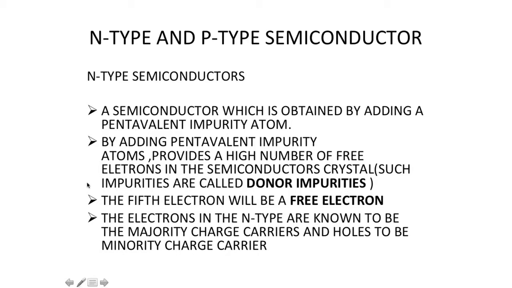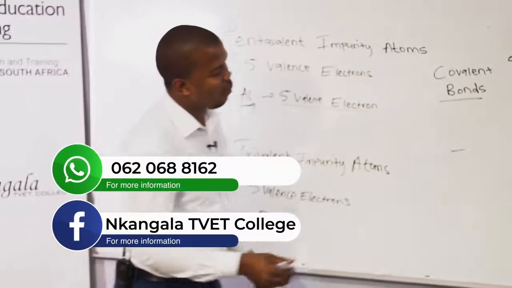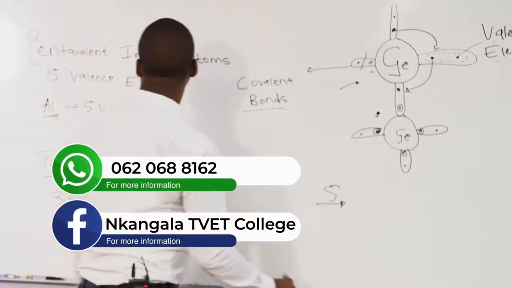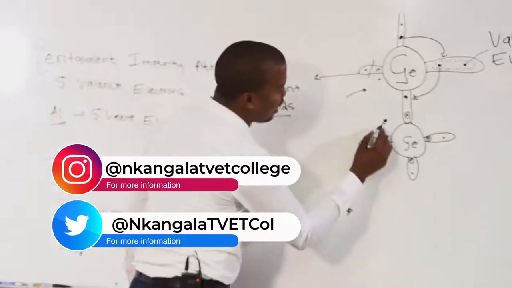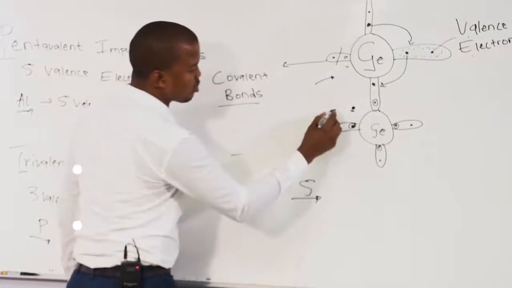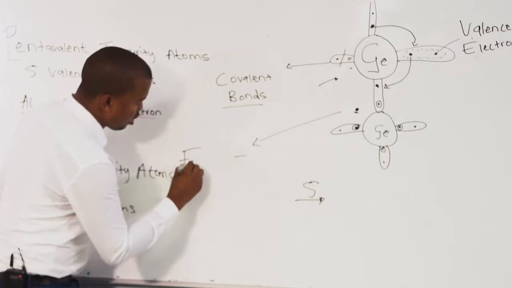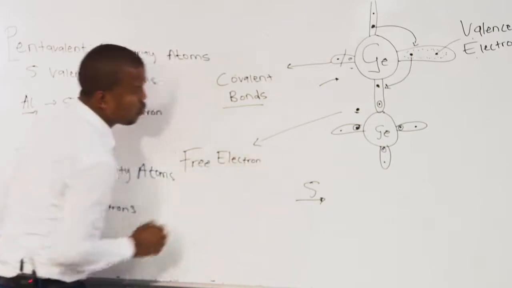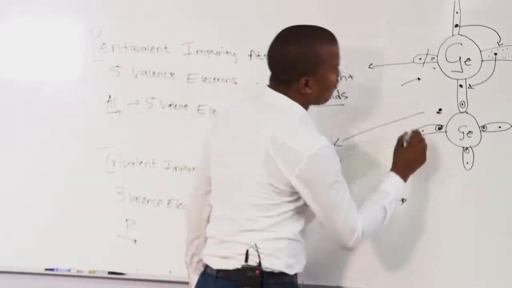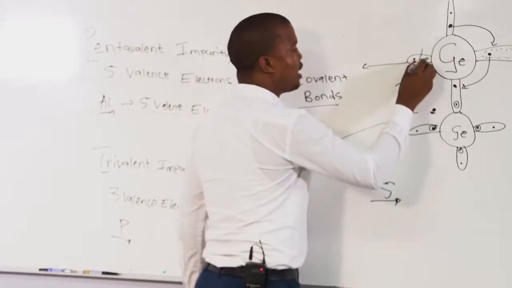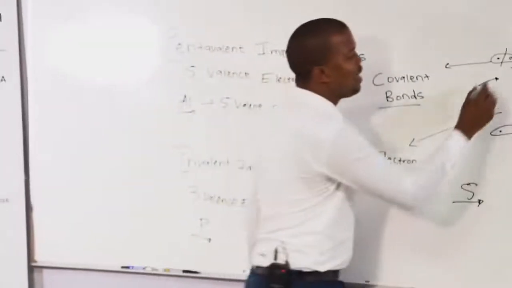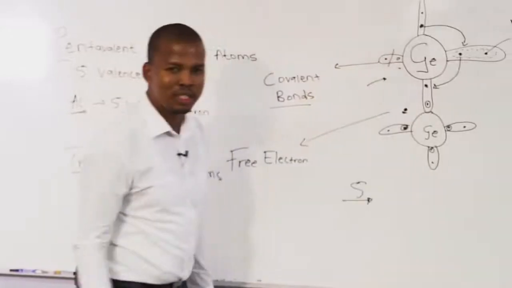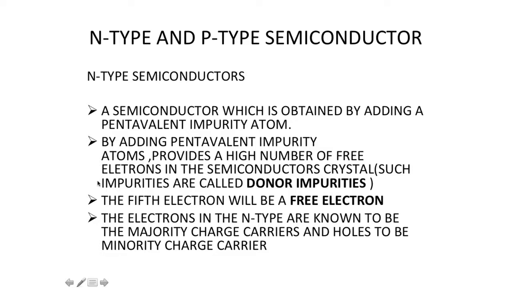The reason why they are called donor impurities, if you look back at our germanium crystal, is that if you add a pentavalent impurity atom, you'll be left with a free electron. This electron, if it finds a covalent bond that is short of a valence electron, will be donated into that covalent bond. That's the reason why they call the N-type semiconductor the donor impurity. The 5th electron, as I have explained, is called a free electron.